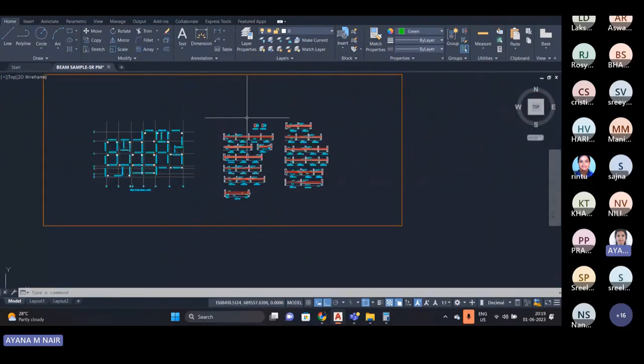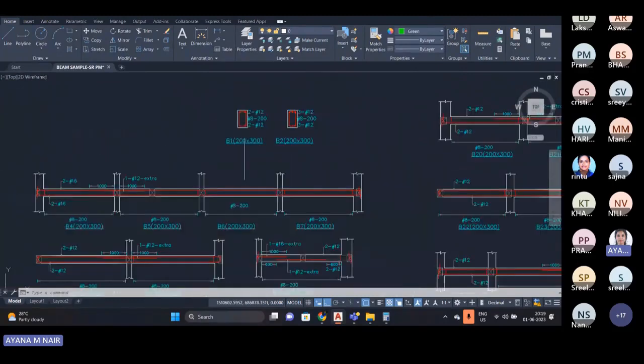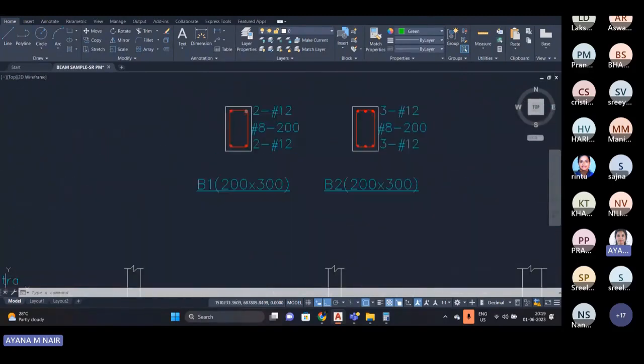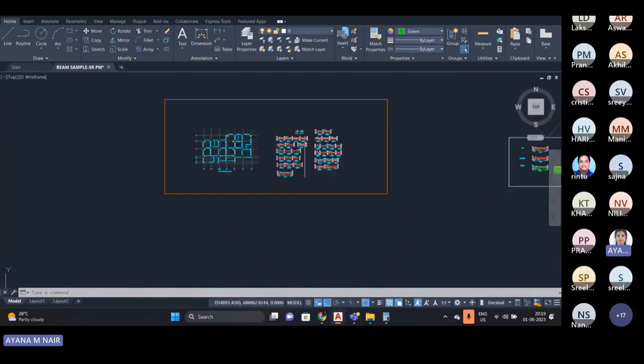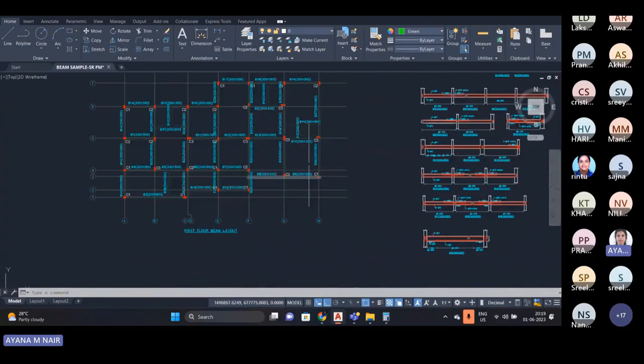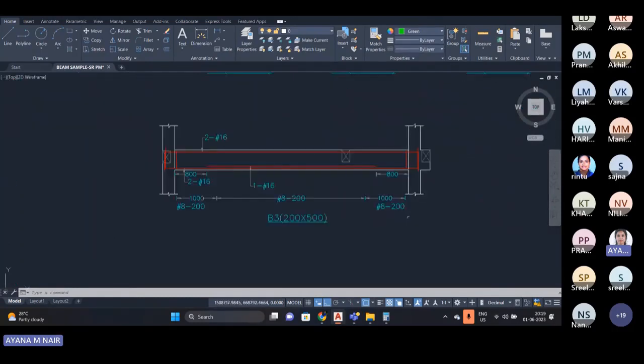Another type of drawing is the typical section. Here you can see it is B1 200 by 300 section. Here the main bars, stirrups, and the hooks are provided in the section. So our function is to draft the BBS for beam. For that, first I'm taking an example of this beam B3.